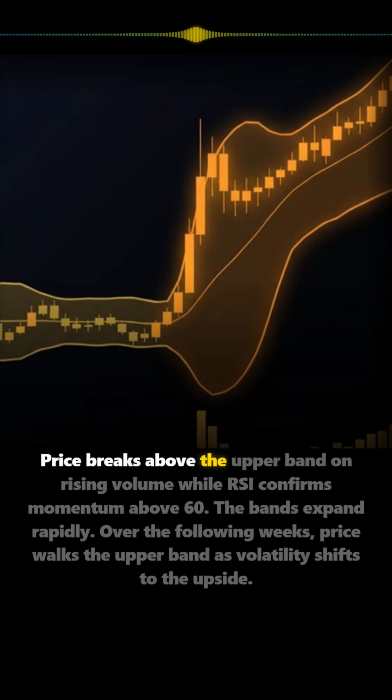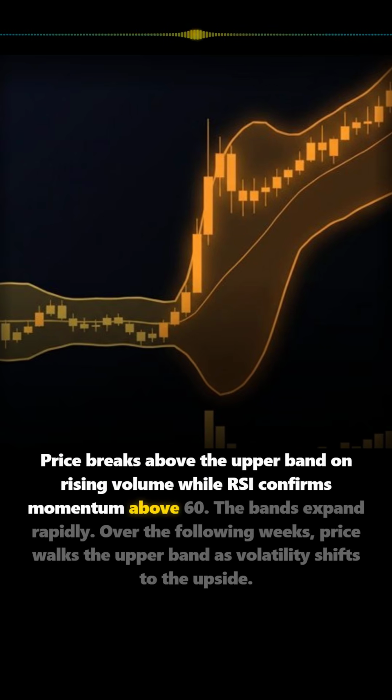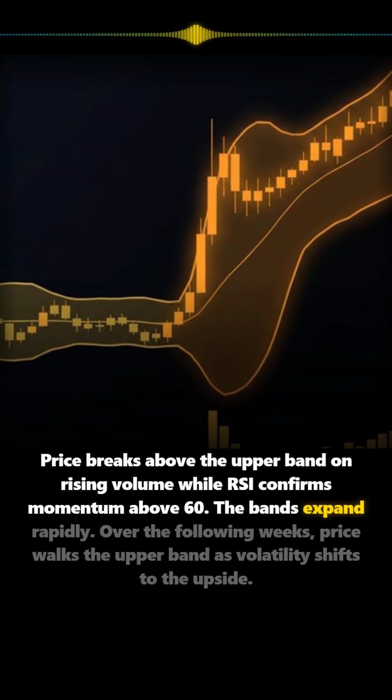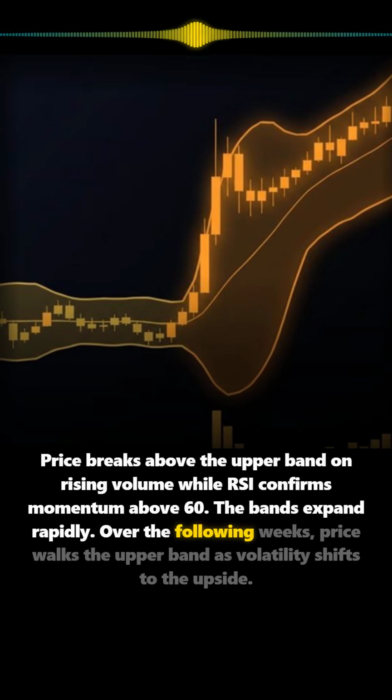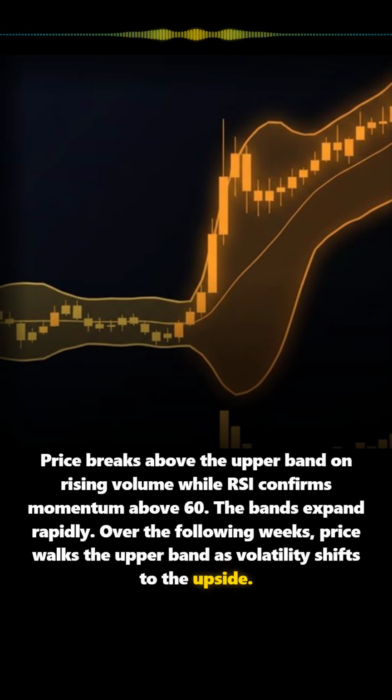Price breaks above the upper band on rising volume, while RSI confirms momentum above 60. The bands expand rapidly. Over the following weeks, price walks the upper band as volatility shifts to the upside.